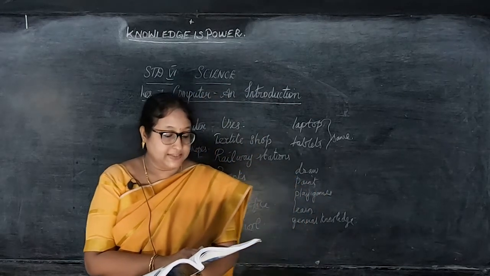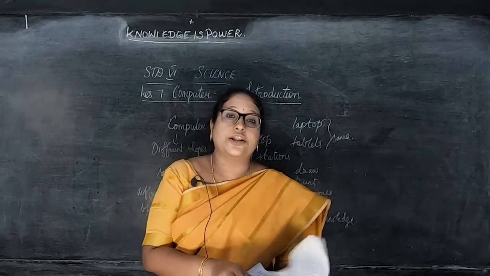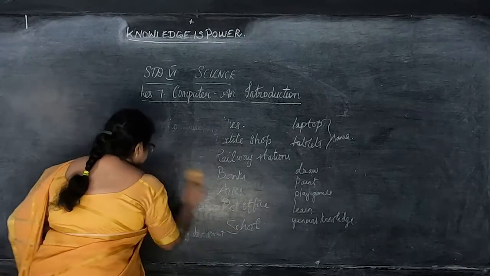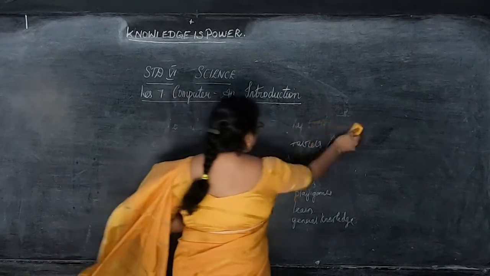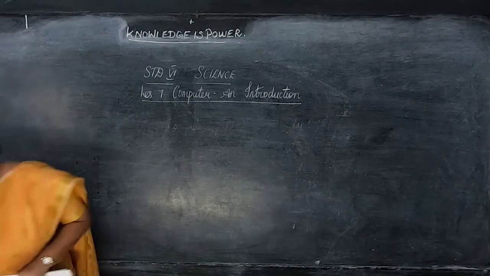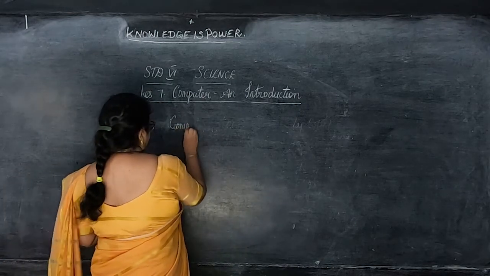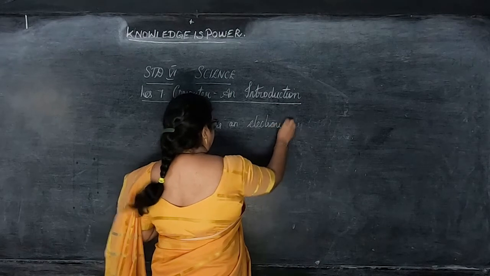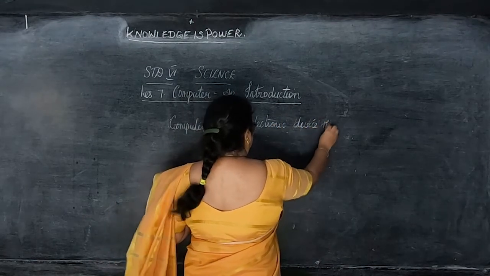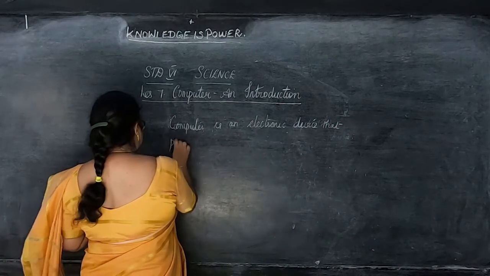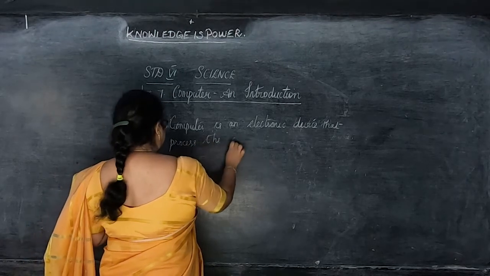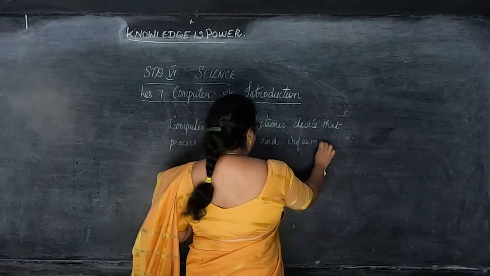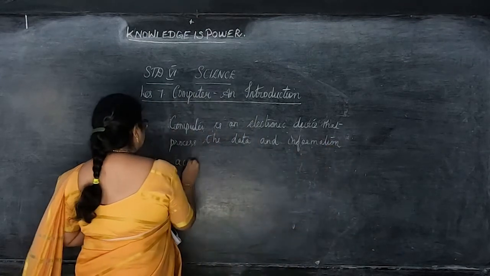A computer is an electronic device that processes data and information according to our needs. Okay children, so till here I think you have understood. Now let's see what he says about the computer. A computer is an electronic device that processes the data and information according to our needs.